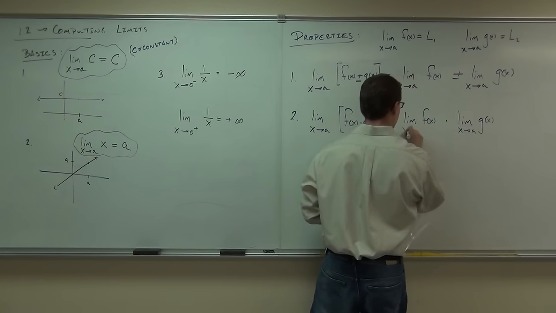How much is the sine of 5x over 5x? How much? 1. This is 1 right here. This limit is 1. Whenever your angle matches your denominator with that sine, and your limit's going to 0, that limit is 1. How much is this limit right here? 1. So you have 5 times 1. You have 6 times 1. What's your answer? 5/6.